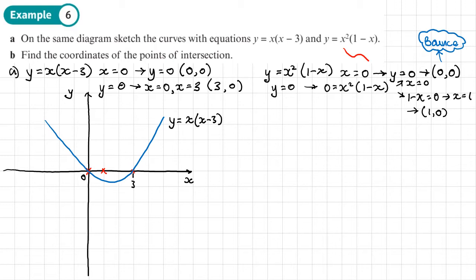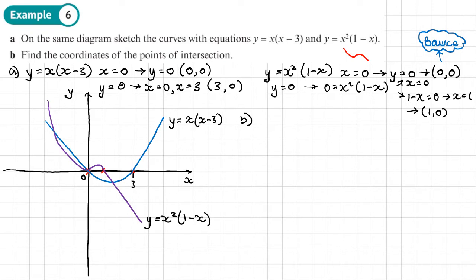Right, so let's draw that now, that cubic. So we're going to have something like this, bouncing there, cutting there, and then we've got that type of shape. Right, part B, find the coordinates of the point of intersection. So let's label this first. Y equals x squared times by 1 minus x.